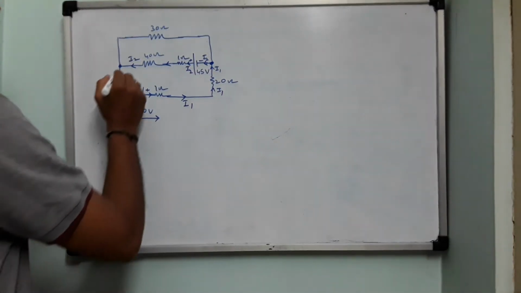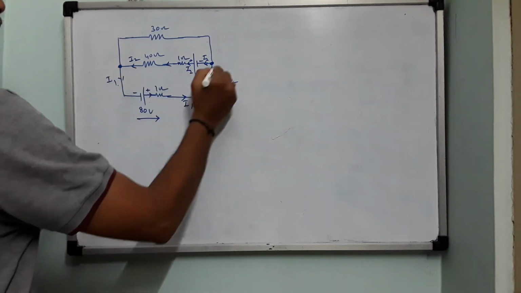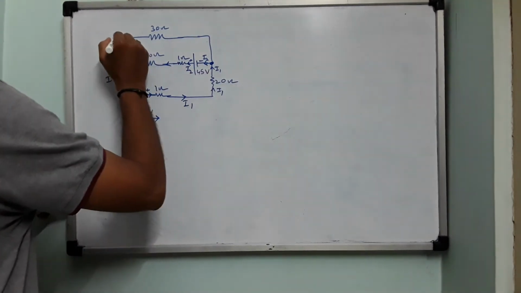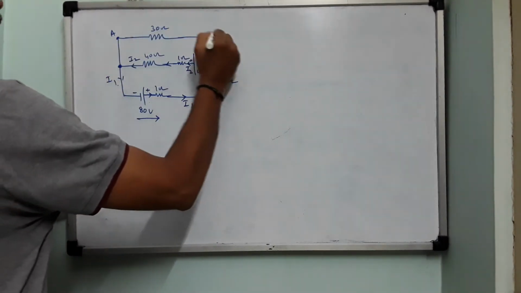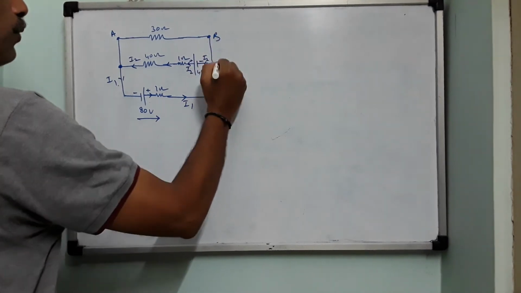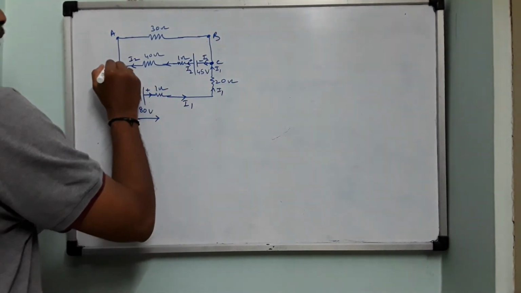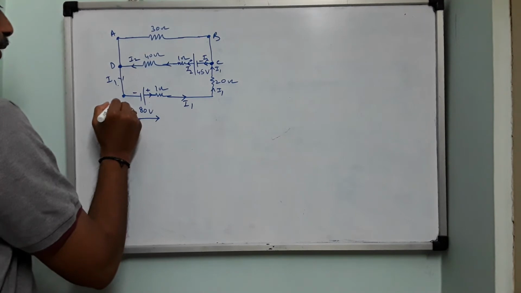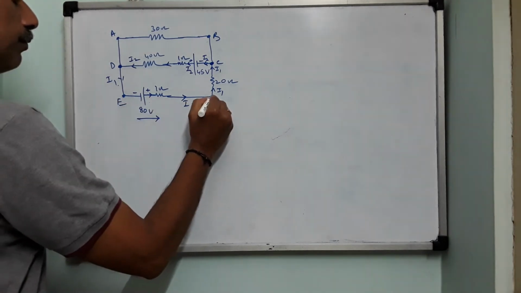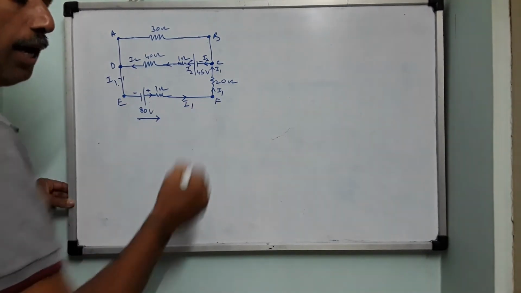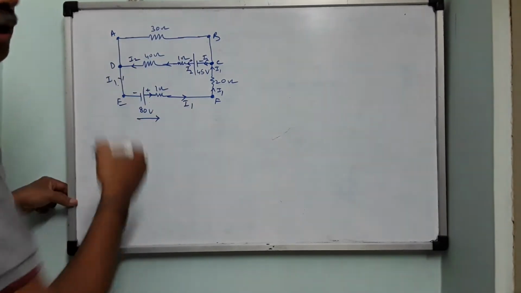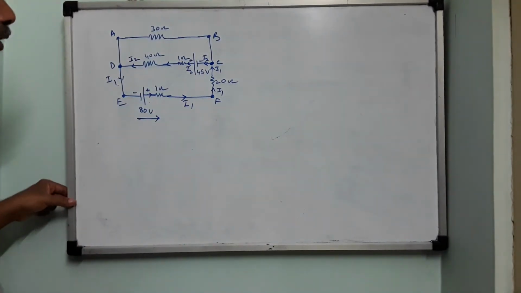Fine. Now, here is a junction point. Here is another junction point. Let me name this as A, and this is B. This point for me is C. This is D. Say this is E, and this is F. You can name them as you wish. There is no need that you should follow only this order. You can follow any order.